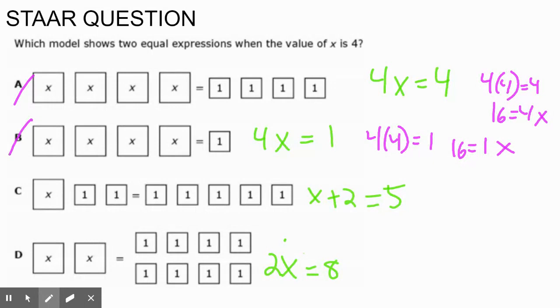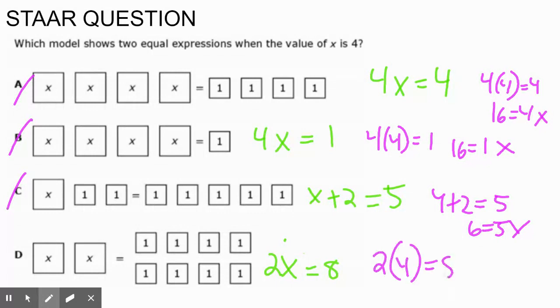The next one, I have 4 plus 2 equals 5. Well, I know 4 plus 2 is 6, so that's out. And then the last one, 2 times 4 equals 8. 2 times 4 gives me 8, so that is a true statement, so D would be my answer.